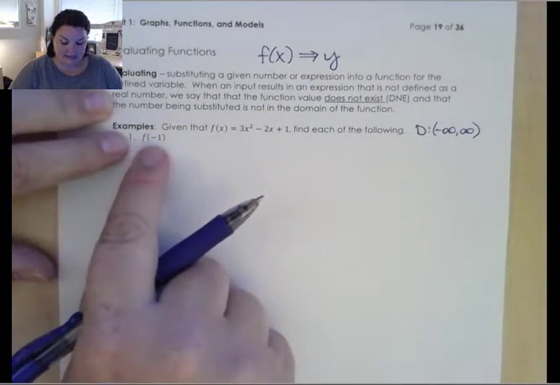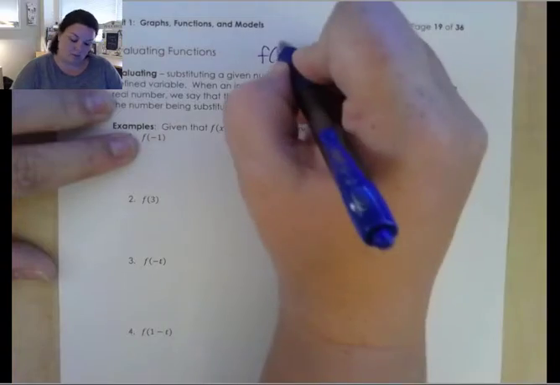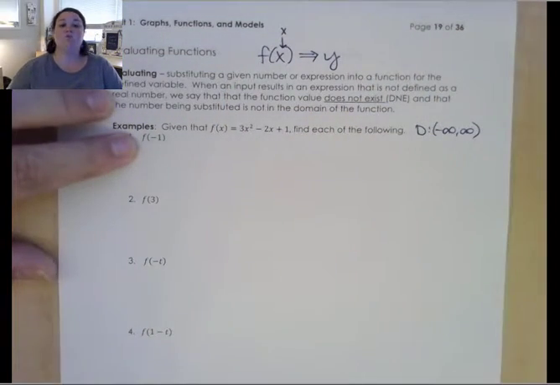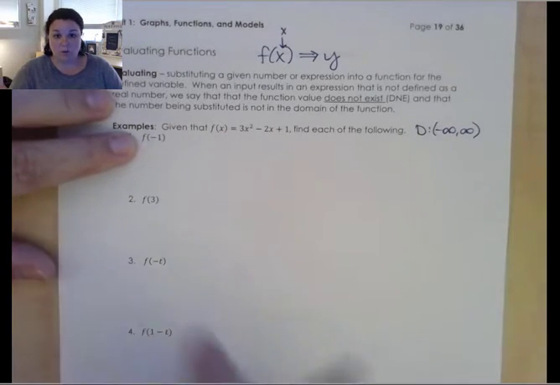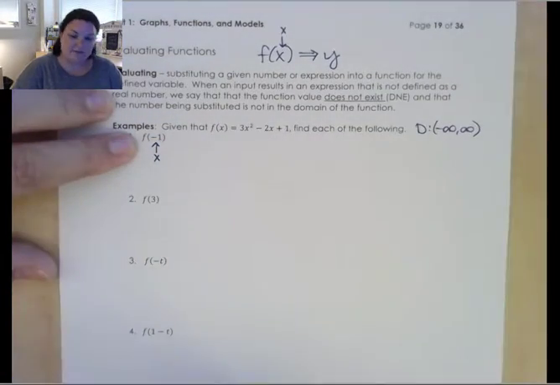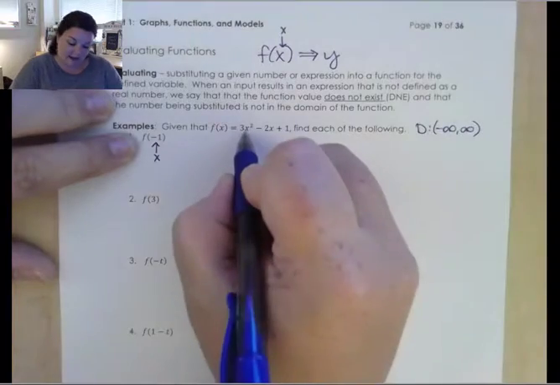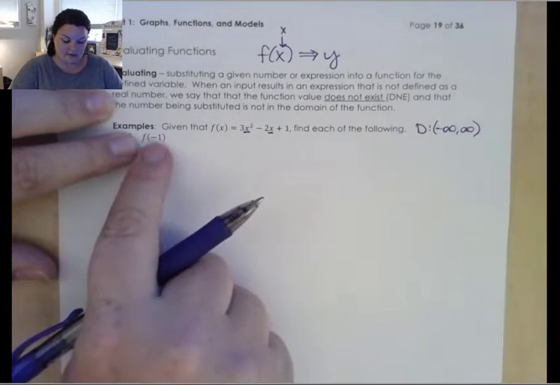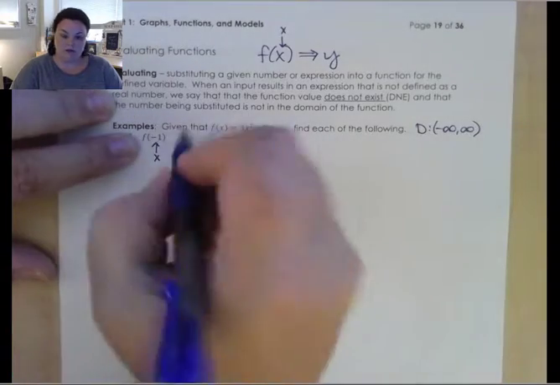So when we see f evaluated at something, whatever is inside the parentheses is our x. Once we plug it in, whatever we get as our solution is our output or our range value, which is our y, okay? So this is saying we want to plug in negative 1 for x. So everywhere I see an x in my original problem, that's where I'm going to put a negative 1, okay?